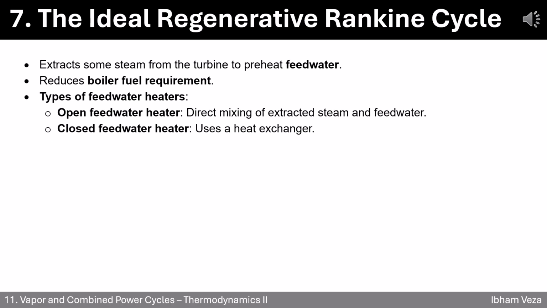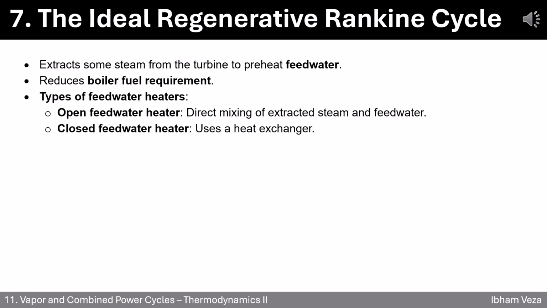7. The ideal regenerative Rankine cycle. Let's look at another smart improvement, the regenerative Rankine cycle. This cycle focuses on using the heat we already have more effectively. The main idea is to extract some steam from the turbine before it completes expansion and use it to preheat the feedwater. This reduces the amount of heat we need to add in the boiler, which lowers fuel consumption.